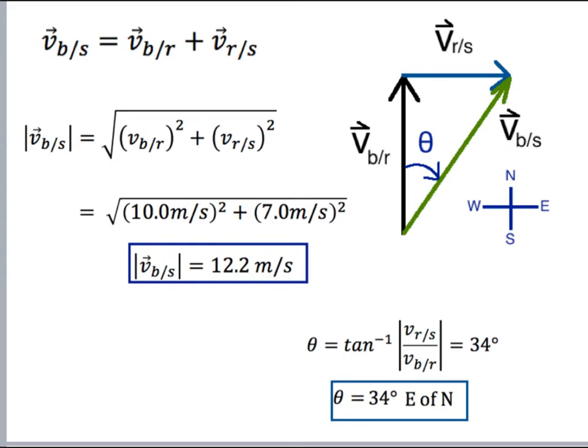And then, if I want the angle, I can simply use the arctangent, because I know this is the opposite, this is the adjacent, and when you plug those numbers in, you get 34 degrees. Now, if we look at this angle here, we can see that it's going from the north axis towards the east axis. That's the direction the angle is going. And so that angle would be east of north. And so we can say that the velocity relative to the shore is 12.2 meters per second at an angle of 34 degrees east of north. And it's that easy to do.